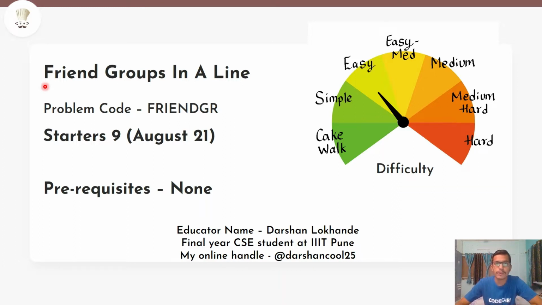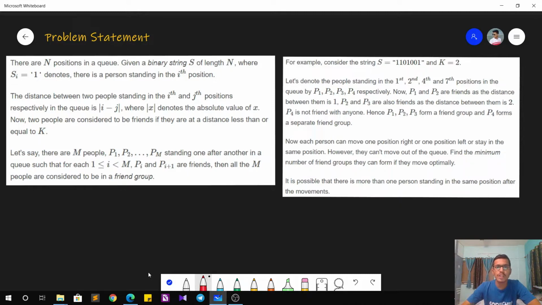The problem that we're going to discuss today is Friend Groups in a Line. The problem appeared in Starters 9 of August 21 and has a difficulty level of easy. There are no prerequisites to solve this problem. The problem statement goes as follows.